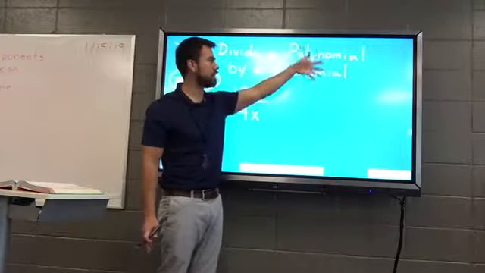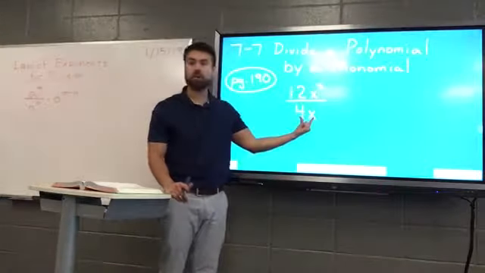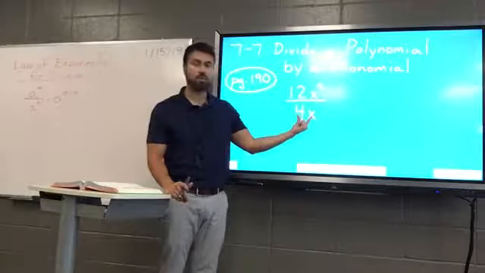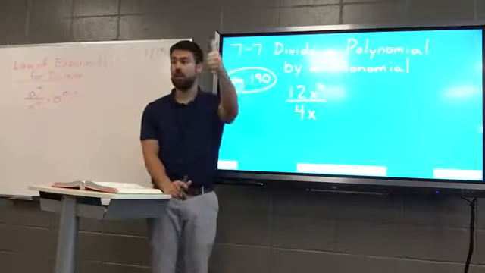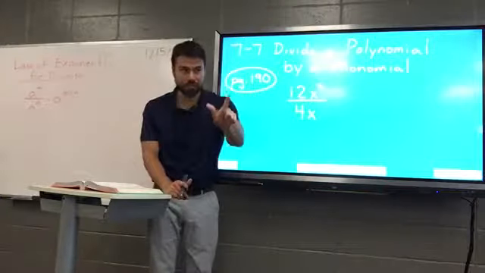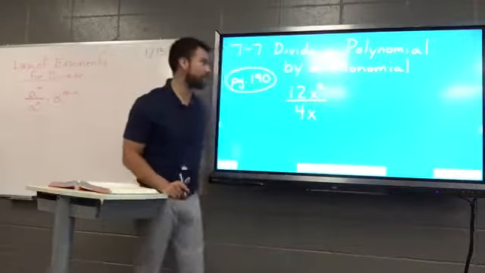And you're like, well, why do they have to distinguish that? Because you're always going to divide by a monomial. Always. In this lesson, every single one's a monomial on the bottom. But on the top, you can have a monomial, binomial, trinomial, or any other type of polynomial.